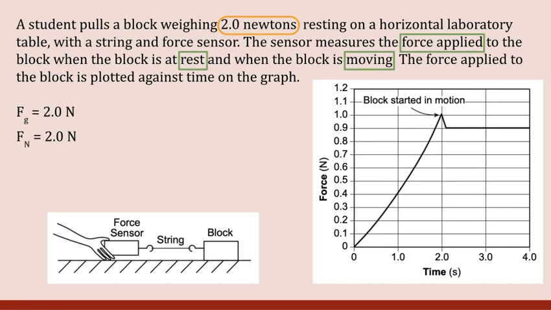Then I boxed some keywords. I boxed force applied because this tells me that this force on the y-axis of my graph is an applied force. It's also going to be equal to the force of friction because the block is either not moving in this section or it's moving at a constant velocity in this section. So the applied force that's recorded here is always going to be the same as the force of friction. So we'll be using those interchangeably for this problem.